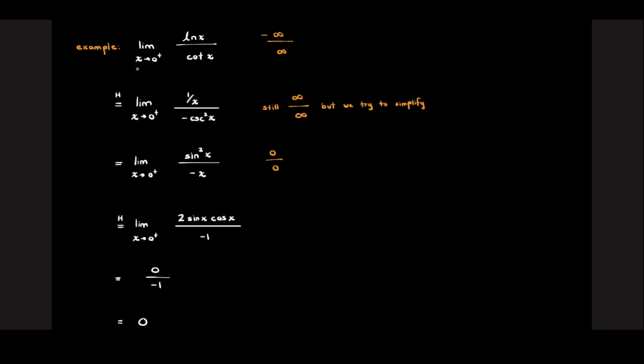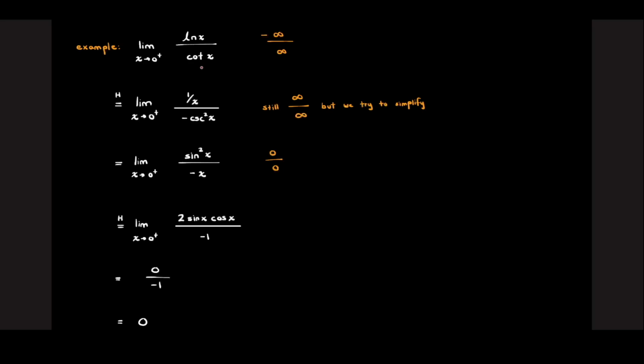So here we have the limit as x approaches 0 from the right-hand side, so a one-sided limit, of natural log of x divided by cotangent x. So when you plug in 0 from the right-hand side, remember, the graph of ln looks like this. So as you approach 0 from the right-hand side, ln is going to go to minus infinity. So that's what we wrote over here.